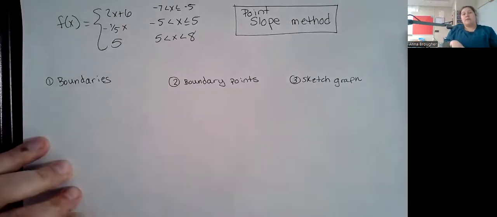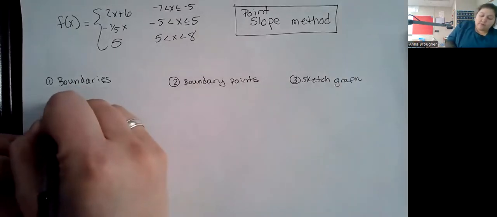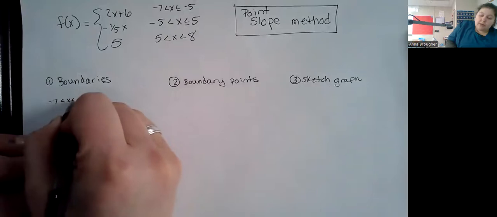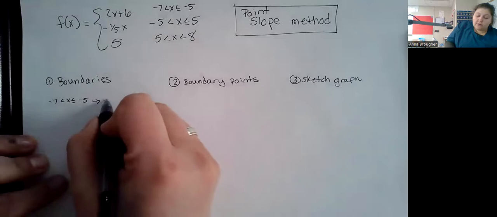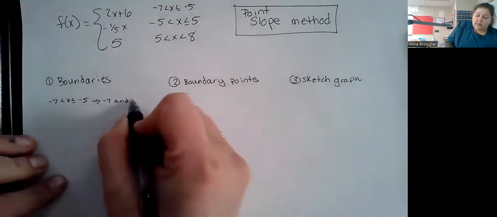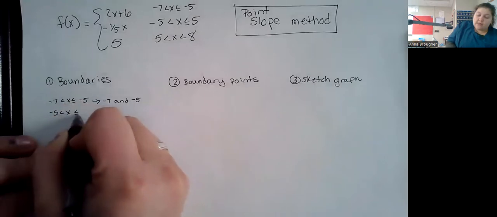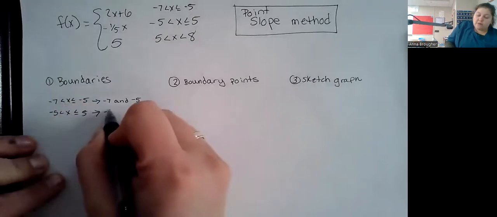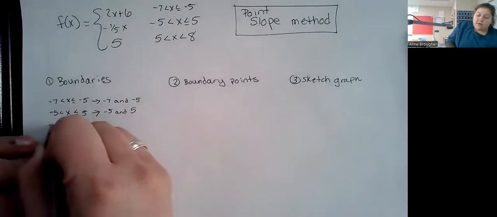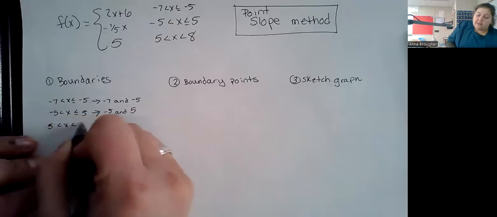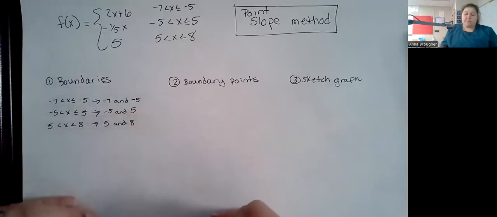Let's graph this piecewise using the point slope method. First, we need to find our boundaries. Using our boundary equations, inequalities, we're going to look at where our boundaries are. In the first piece, we get -7 and -5. From -5 is less than x is less than or equal to 5, we get the boundaries -5 and +5. From 5 is less than x is less than 8, we get the boundaries 5 and 8.